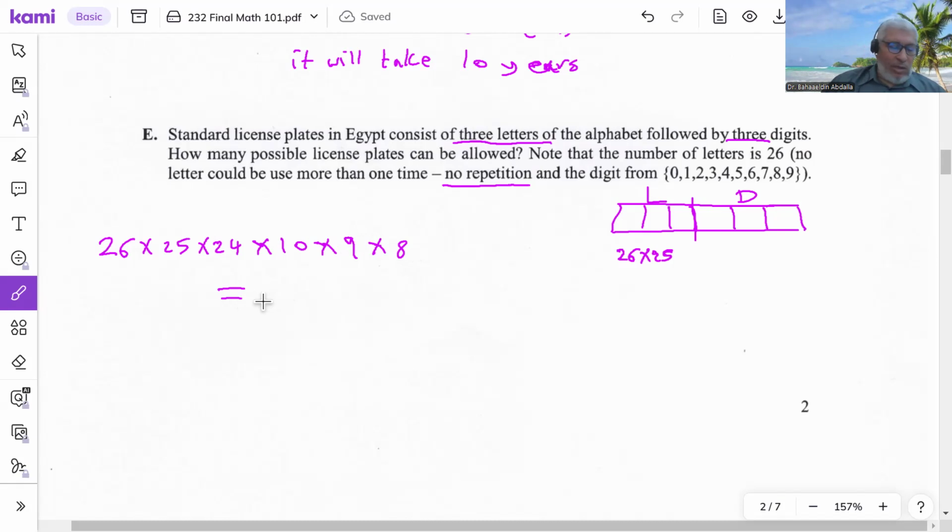the answer. If you multiply them using the calculator, the number would be 11,232 zeros. You can say also, if you like, that you have 26 and you want to choose 3 of them with order. The order here is important because it will differ one license plate from another license plate, times 10P3. Okay, this is another way to solve it.